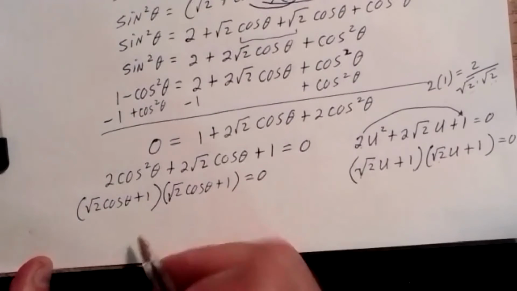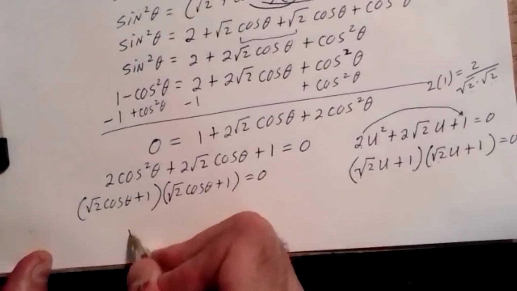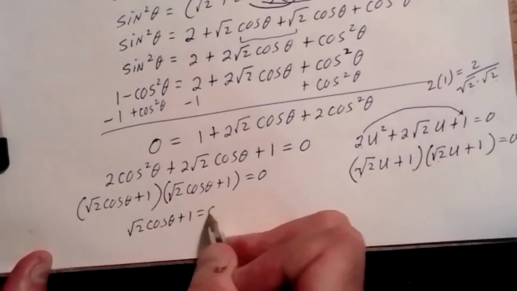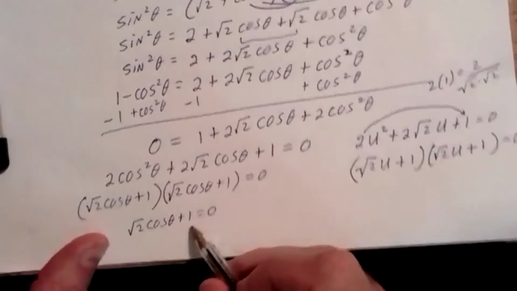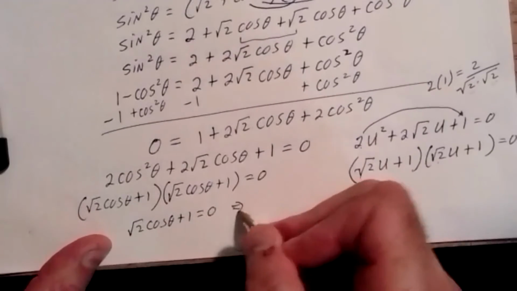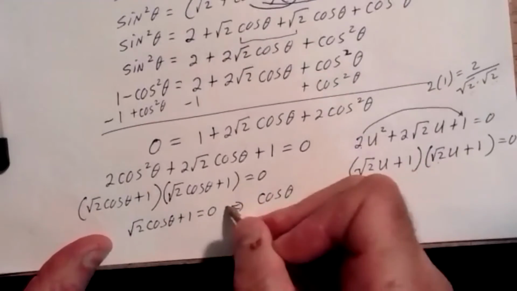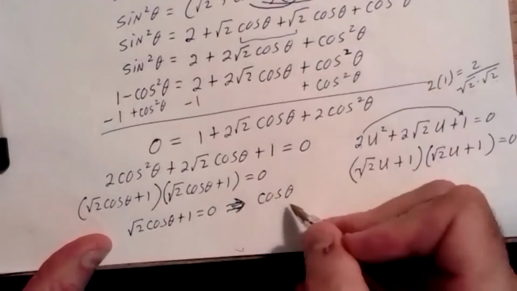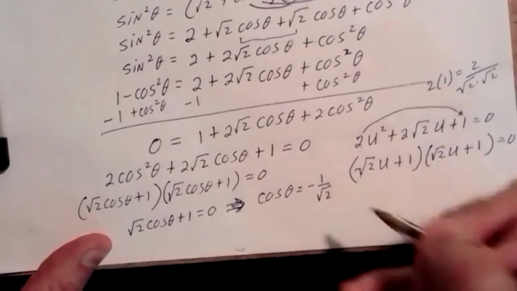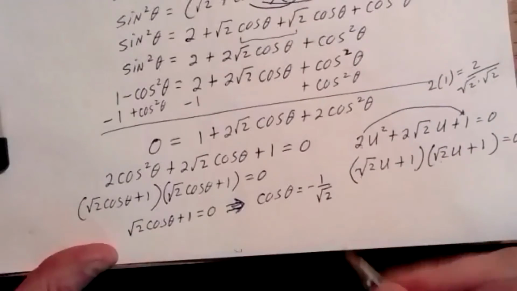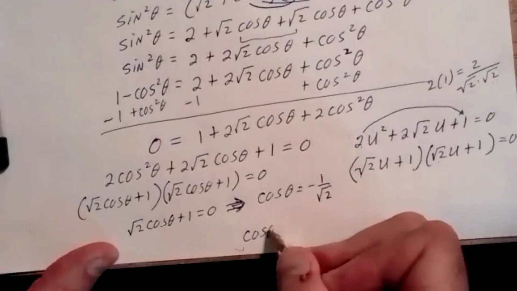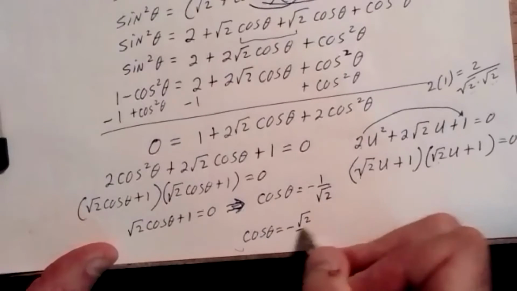Since these factors are identical, you don't have to set both of them equal to 0. Just set one of them equal to 0 and solve for theta. Subtracting 1 from both sides, dividing both sides by the square root of 2, we therefore get the cosine of theta is equal to -1 over the square root of 2, or the cosine of theta is equal to negative square root of 2 over 2.